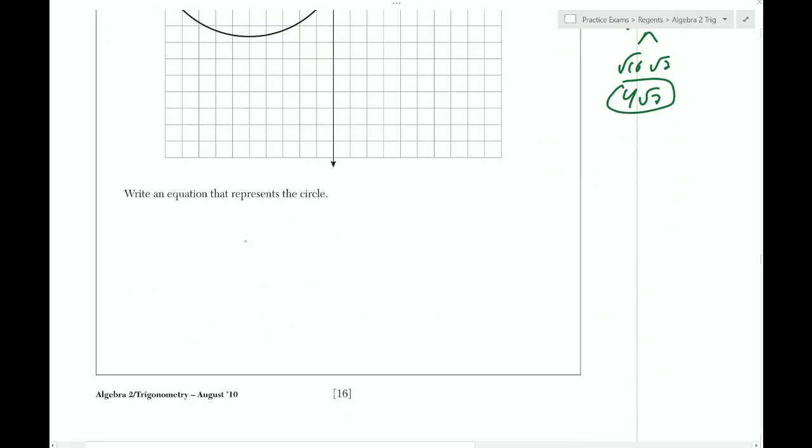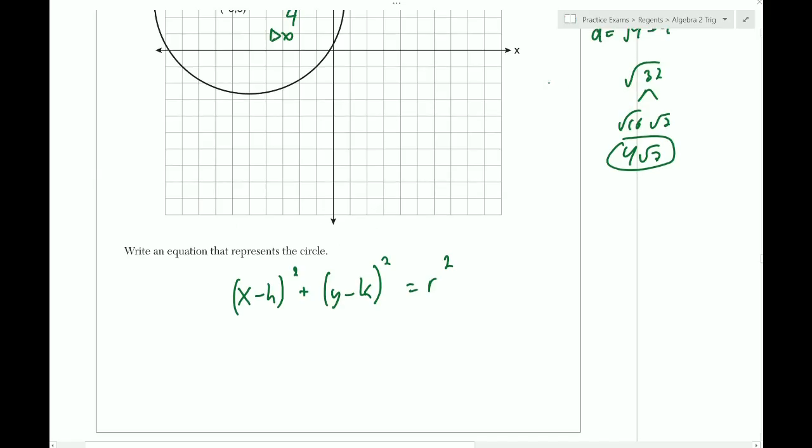So if we're writing out our equation, we'll have x minus h squared plus y minus k squared equals r squared. So r squared, by the way, if this is r, then r squared is just 32, isn't it? Because we just square both sides here. So 32 on the right side.